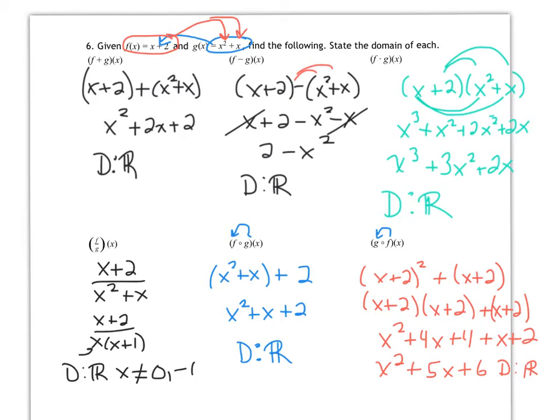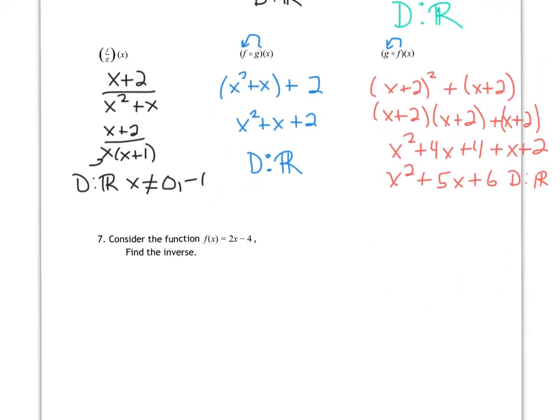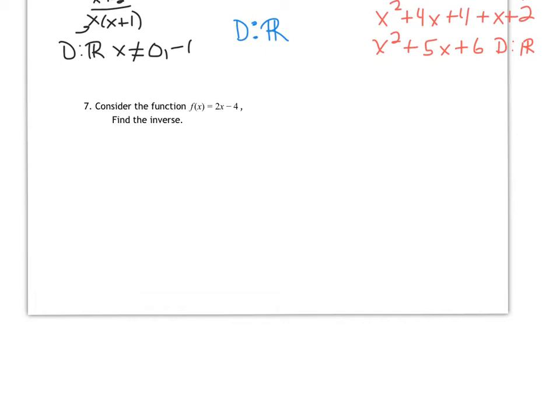Alright, the last problem on part 1 talks about an inverse function. It says, consider the function f of x equals negative 2x minus 4. Find the inverse. So this is a really simple one, because you remember inverses. The idea of how we find inverses, we switch x and y and solve for y. Well, I would first just write this as y equals negative 2x minus 4, because there was no y, and then I would simply switch x and y. So x equals negative 2y minus 4.